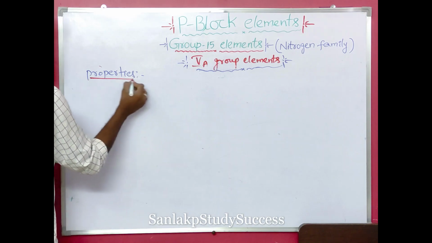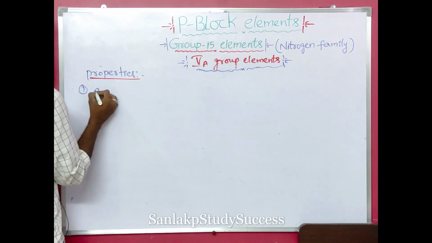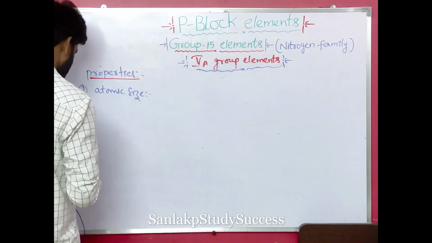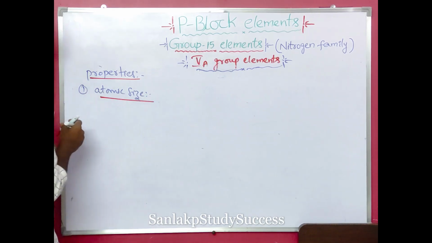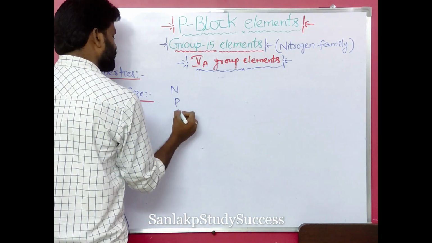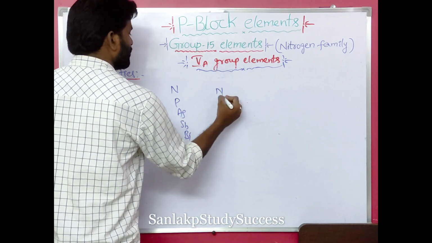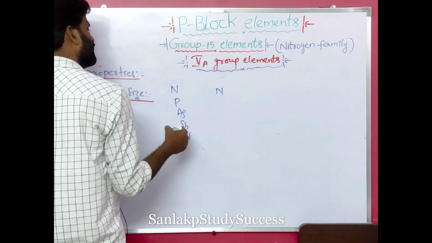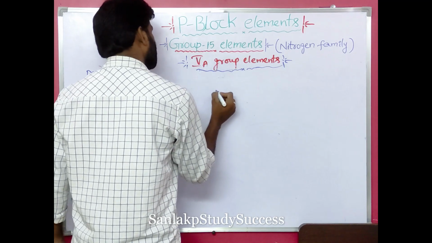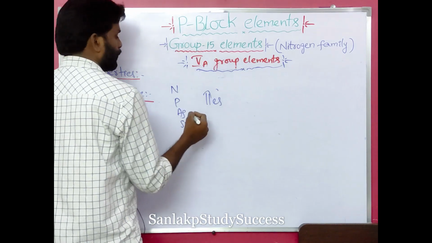In these properties, the first one is atomic size. Atomic size increases from top to bottom in this group: nitrogen, phosphorus, arsenic, antimony, bismuth. Atomic size increases from top to bottom due to the addition of a new shell.